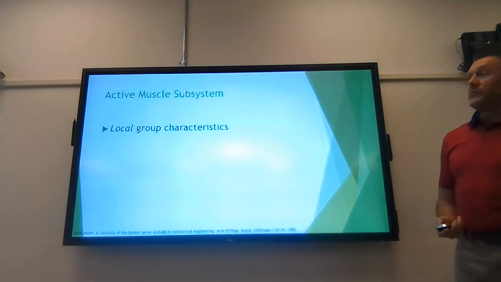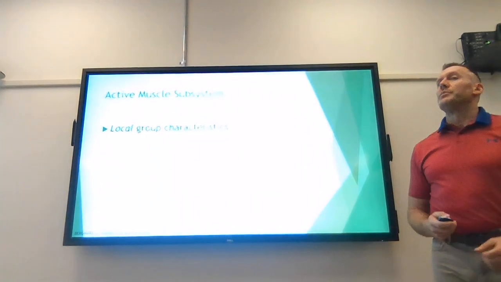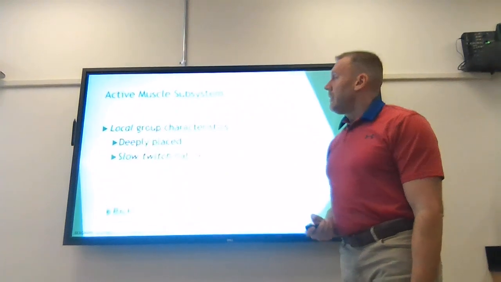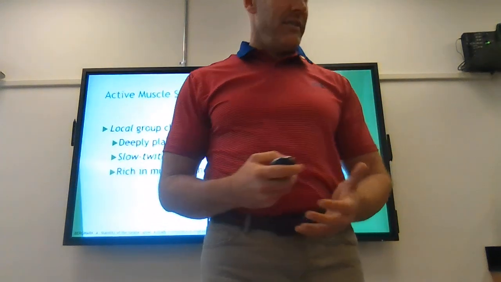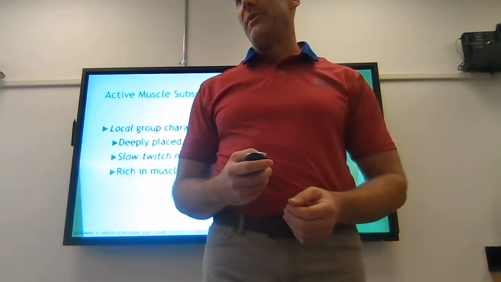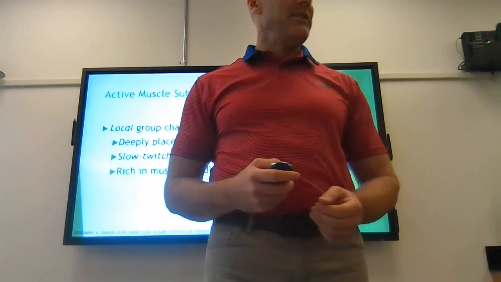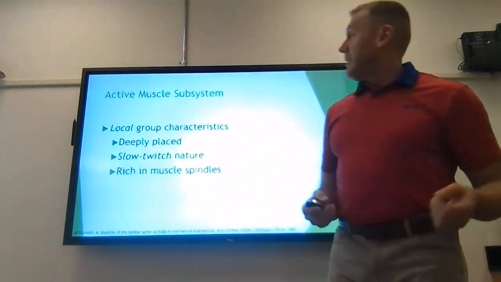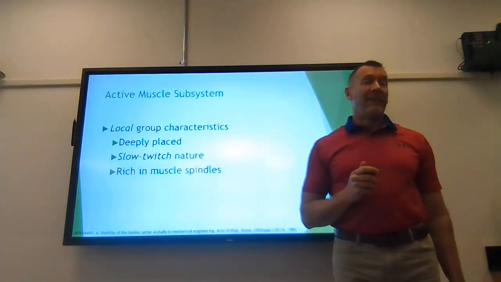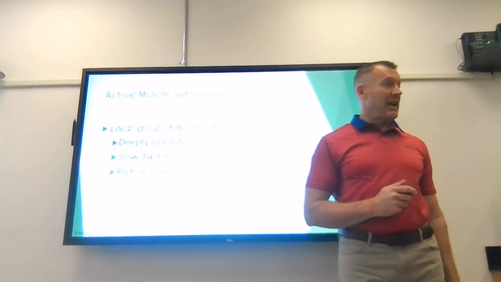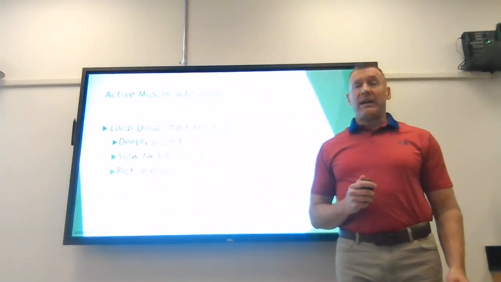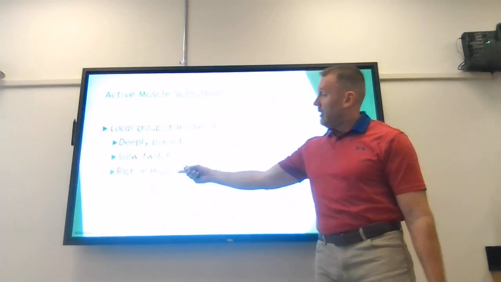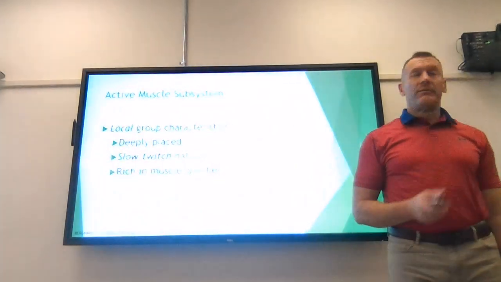Okay, so we have a couple of different muscle groups that create this core stability. So we have a local group. There's three characteristics. They're deeply placed. So that means we can't measure it through surface electromyography, right? Because surface EMG picks up the surface. These are more slow twitch, fatigue resistant, postural type muscles. So they have a little bit of activity all the time to maintain our posture through the waking hours of the day. They're very rich in muscle spindles.